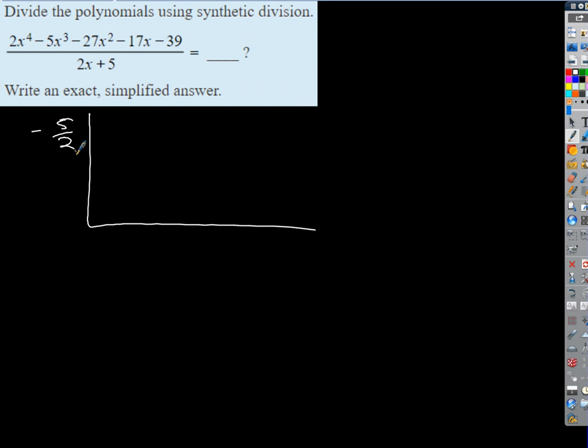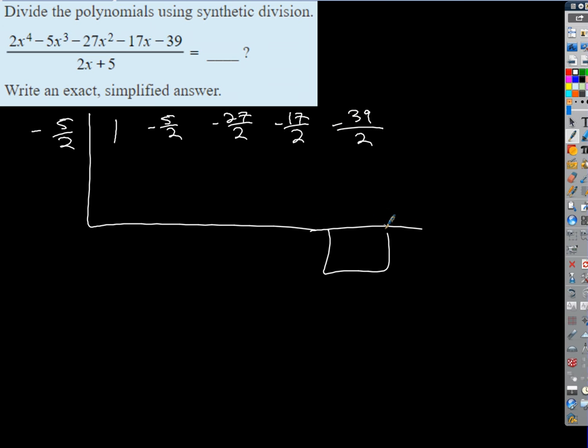Okay, but what's going to happen to all the coefficients then? They get divided. Got to divide by 2. Good. So we're going to get 1, negative 5 halves, right? All right, so now we just do the same process, don't we? Right, so we bring the 1 down.